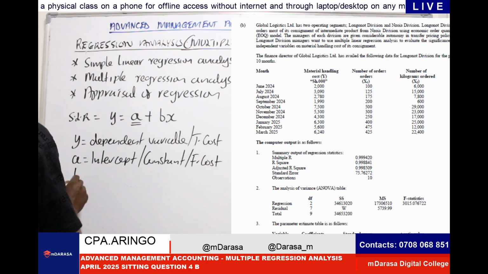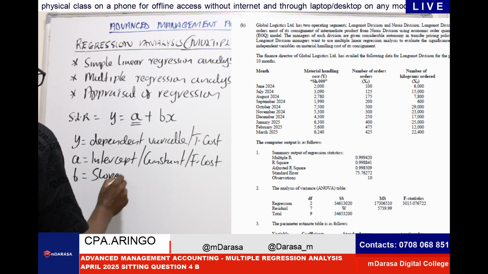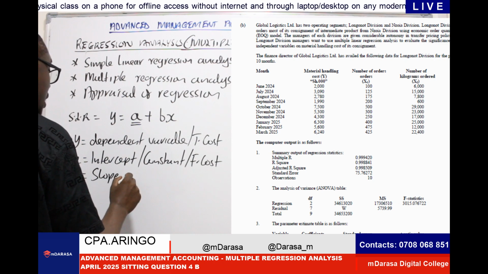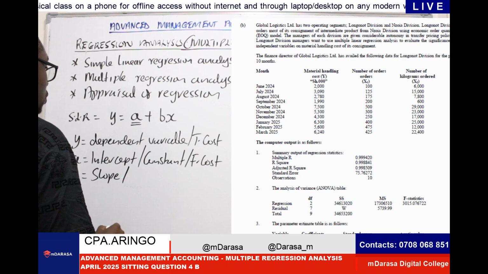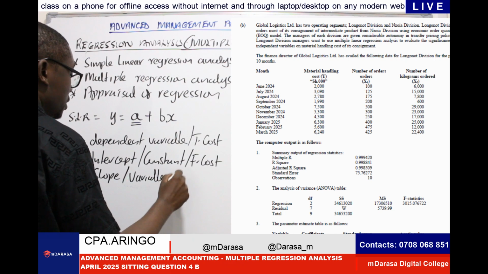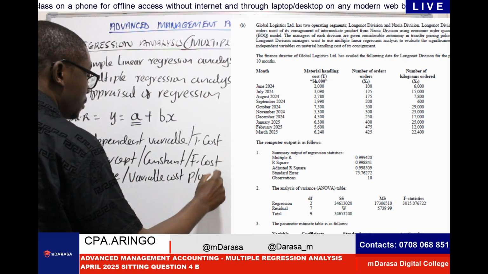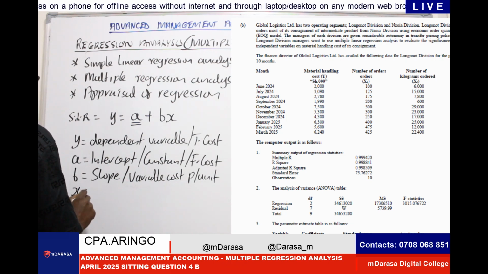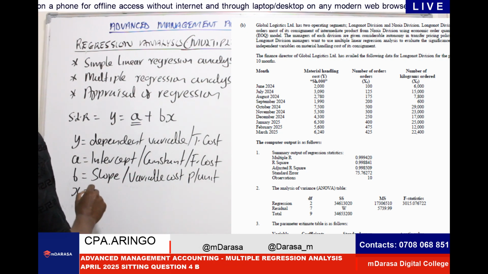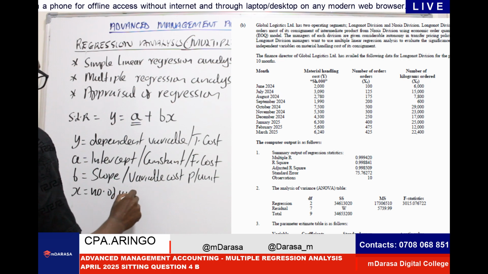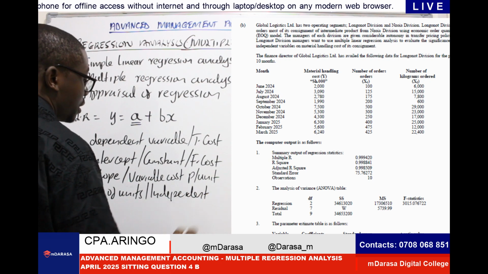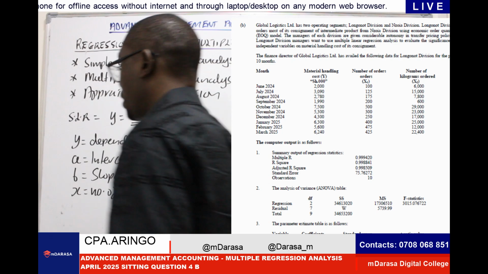Then we have, of course, B. B is always our slope, or the variable that we're looking at. You can also refer to it as variable cost per unit. This is a variable cost per unit, you see. Then we have X. X in this context, my good students, is simply the number of units, or simply independent variable, okay? So these are what we need to understand.